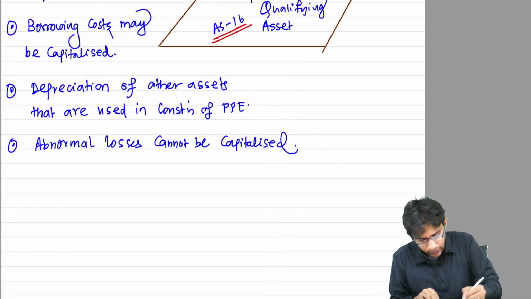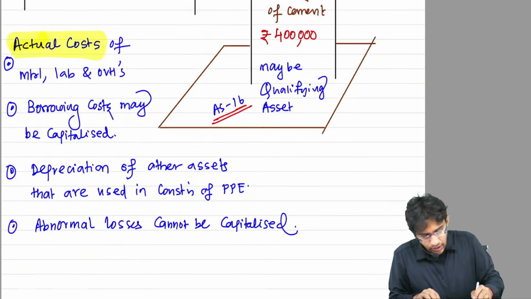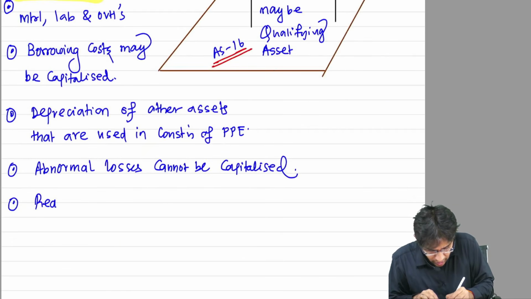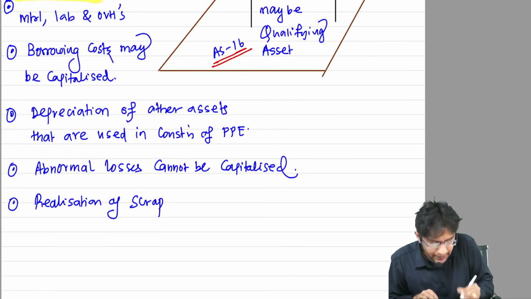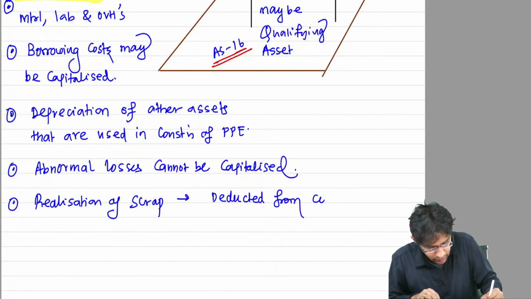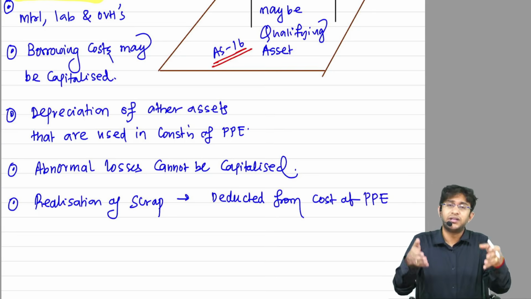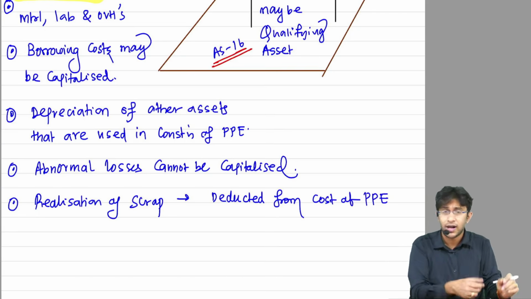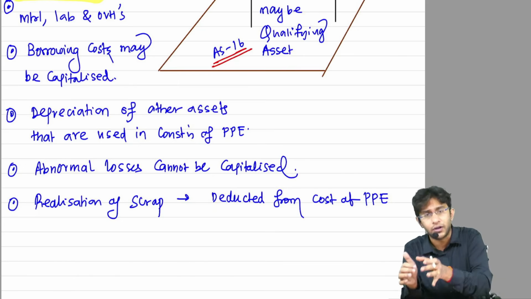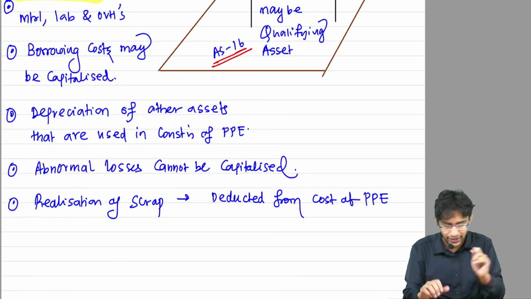Next, another point. Sir, while constructing this, I got some scrap. A scrap I sold off, money came in. Can it be deducted from the cost of PPE? Yes, because I'm constructing this PPE only, a scrap came out. A scrap I sold. So an inflow is treated as a reduction of the cost of construction. So that's how you have to minus it.